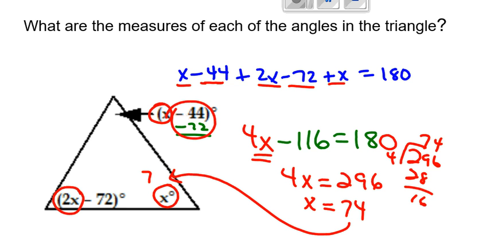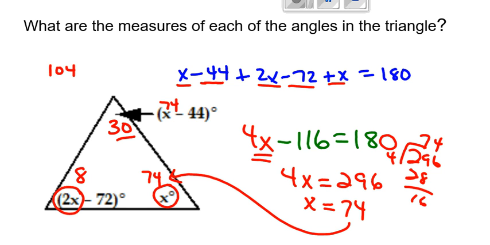And then, of course, you could take this value and plug it in. This angle would be 74. This angle right here would give me 74 minus 44, which would be 30. And then I could add these two together, this 30 and 74, that's going to give me 104. And then if I subtract that from 180, that's going to give me, this angle is 86. So when I plug 74 in here, I should get 86, because 86 plus 104 is 180.